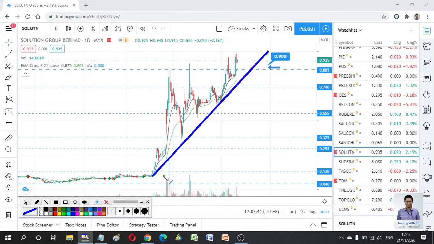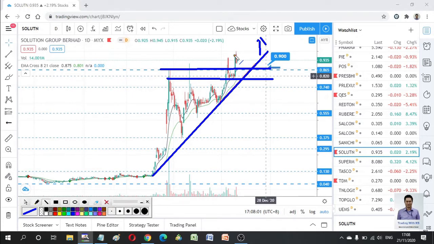So still we have to look at this trend line. As long as the price stays above this trend line, there is a possibility the price can continue to go up. Here, these two areas provided support for the price. The price came down, and this provides support.